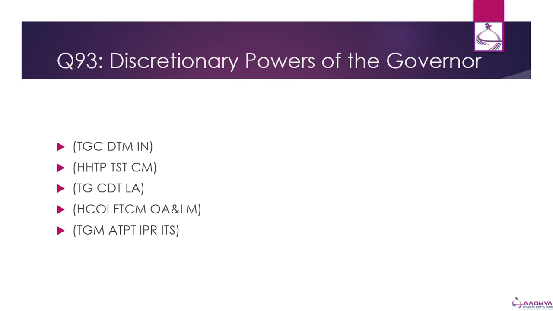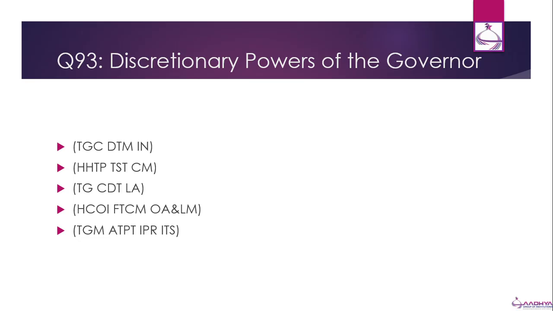Discretionary powers of the Governor. The Governor can dismiss a minister if necessary. He has the power to select the Chief Minister. The Governor can dissolve the Legislative Assembly. He can obtain information from the Chief Minister on administrative and legislative matters. The Governor can advise the President to impose President's rule in the state.